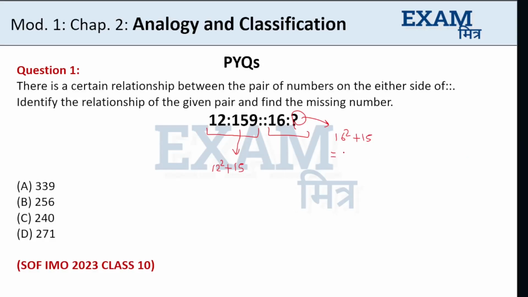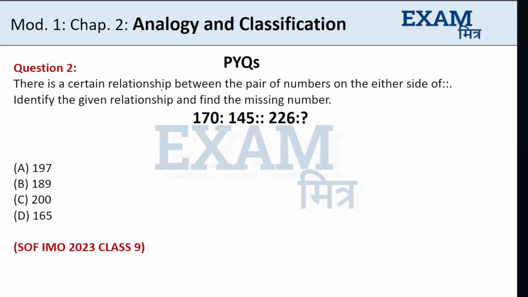Now what is 16 square? 256 and then 15. This will give us 271. So our answer for this question will be 271. This question was asked in SOF IMO 2023 class 10. Let's move to the next question.